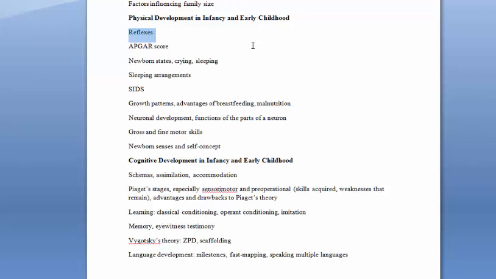Some of them are kind of precursors to motor development, so stepping, that kind of thing. An APGAR score is going to give you a general idea of how healthy a baby is based on things like their reflex and their appearance, so color, their breathing, that kind of thing. So you're going to get an APGAR score early on, and then potentially another one a few minutes later to measure health of baby.